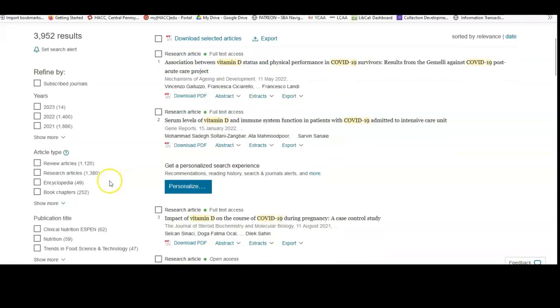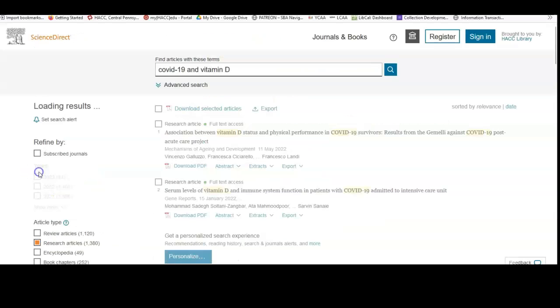And what you'll see here on the left-hand side, in any of the databases that you're looking at, is something similar where they'll talk about article type. With those primary articles, we want to find research articles. We want to find original research, where the person who is writing the article is the same person that actually did the research. So we wouldn't want to be focusing on review or encyclopedia or book chapter article options, because those are going to be compiling a lot of different information. They're not going to be giving you that original research. So I'm going to click on research articles.